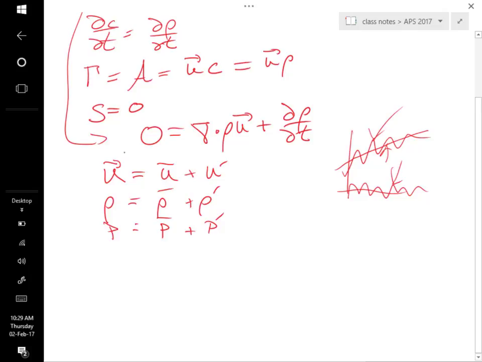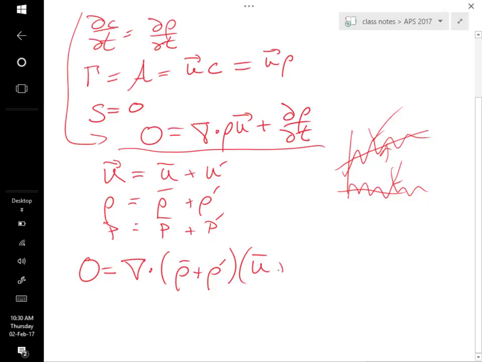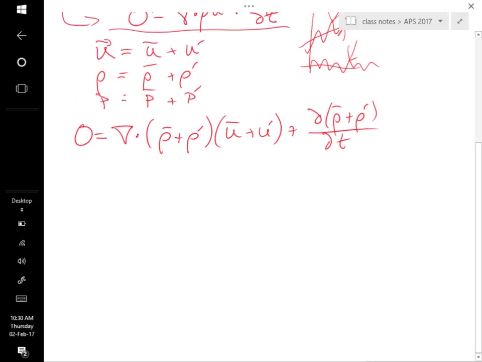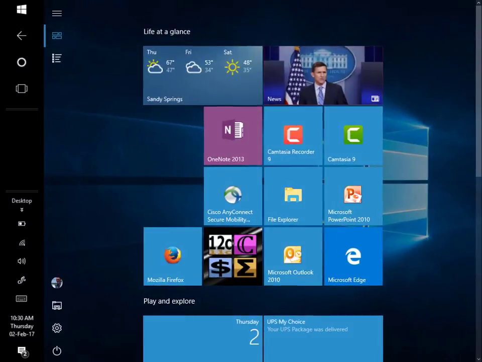Okay, so we go here to our mass conservation, and we say that the velocity has an average component and a perturbed component, and so it's going to be this. Okay. Now, the next step is to say that we're going to average.